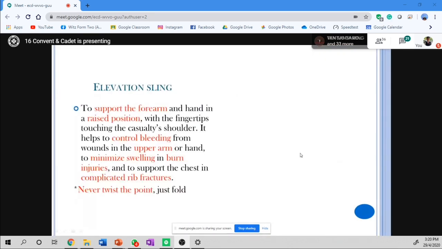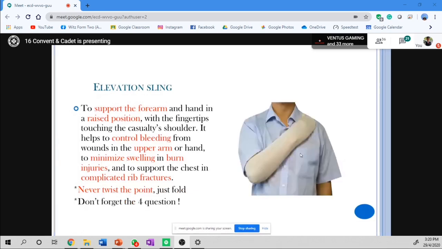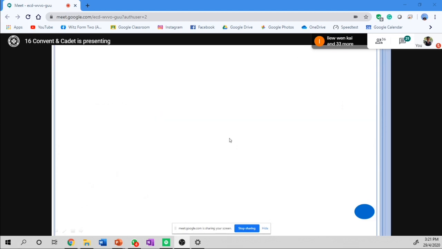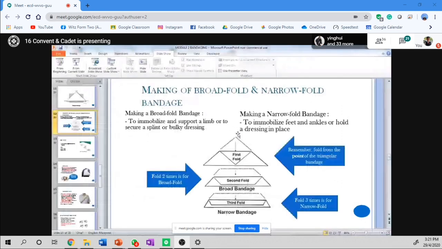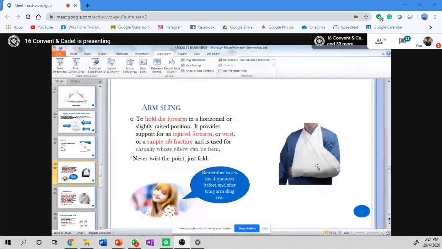I will just go through this because it is more on the practical part. So the elevation sling is used to support the forearm. It can also support the forearm, but normally it supports more of the upper arm and the hand in a raised position. Okay, so the previous slide, this is the arm sling. The arm sling is slightly raised, but this one is totally raised up.